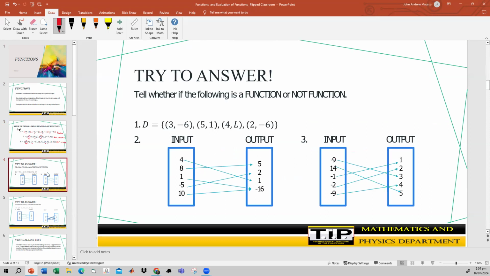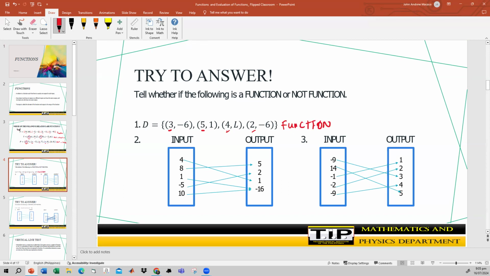Okay, so let's have another example. Again, we have here a relation which is composed of 3 comma negative 6, 5 comma 1, 4 comma L, and 2 comma negative 6. As you can see here, if you check all the first elements of each ordered pair, in every element in X, there's exactly one Y. So it means that this is a function. Okay, I hope you get it.